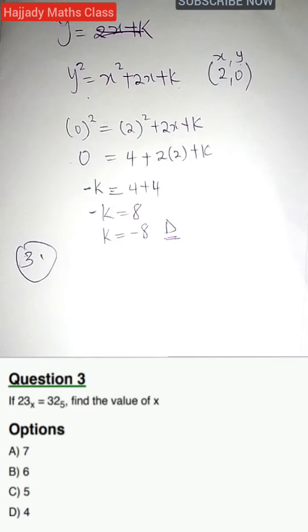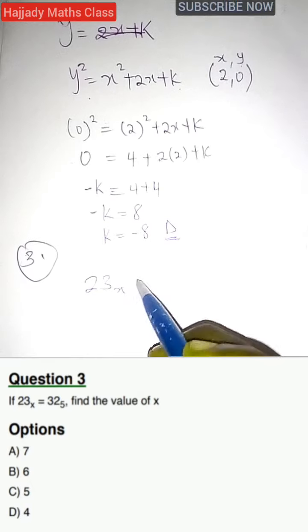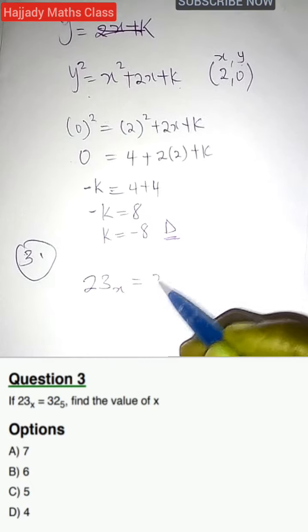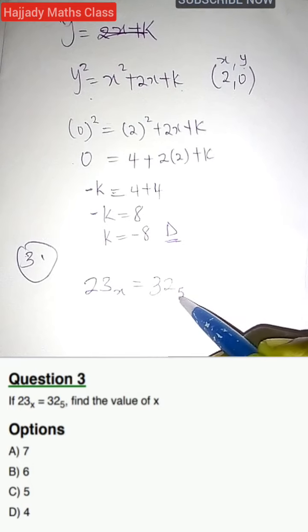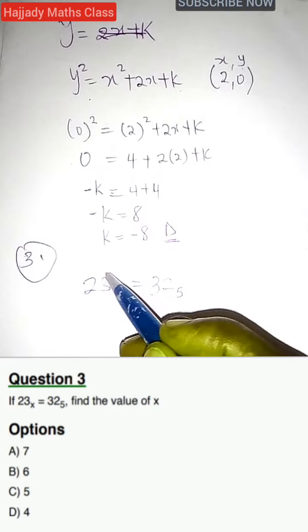It says that if 23 in base x equals 32 in base 5, find the value of x. This is on number base systems. So here we have 23 in base x equal to 32 in base 5. Now solving this, you convert to base 10.